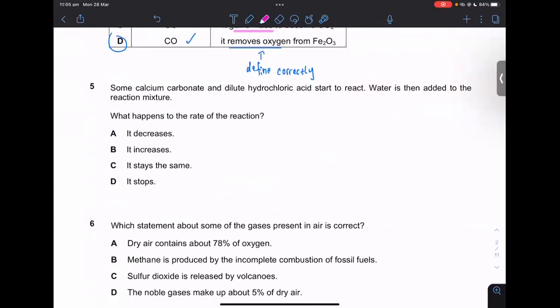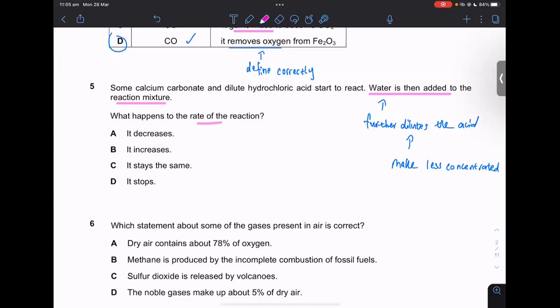The next thing is about concentration. When you add water to syrup solution, your syrup becomes less sweet because it becomes less concentrated. Here, you have some dilute hydrochloric acid. When you add water to the hydrochloric acid, it further dilutes the acid. Dilutes the acid means it makes it less concentrated. When you add more water, you become less concentrated.